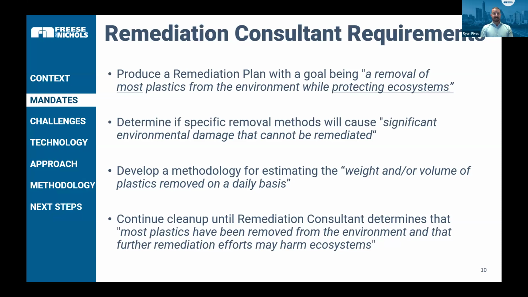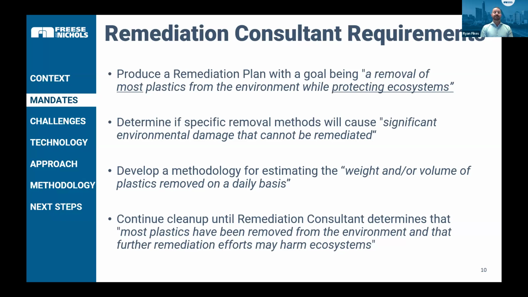And then what does protecting ecosystems mean? That can mean a lot of things for a lot of people. This is going to tie into this next bullet here, which is determining what removal methods will cause significant environmental damage that cannot be remediated. So we have no monetary ceiling to the project. We're supposed to go in and clean most plastics, but we also decided, given this cause, that we wanted to try to make the system better than we found it. And so if we're going to go in and damage an environment, we're going to make it better than we found it.